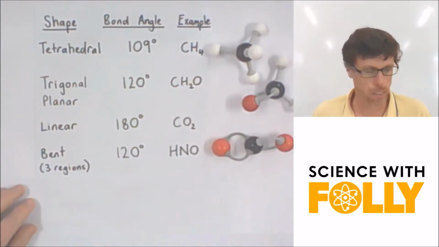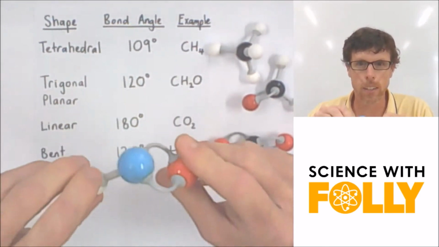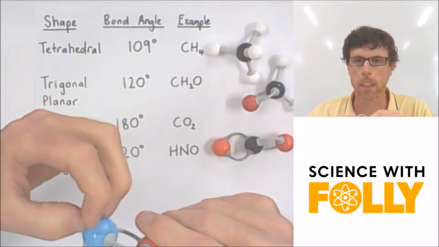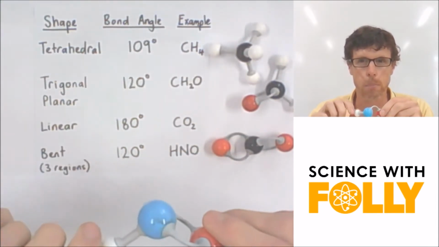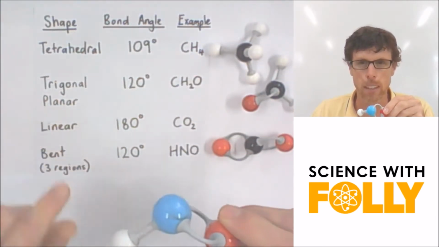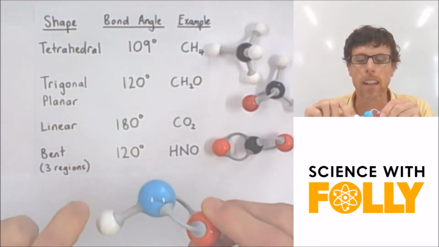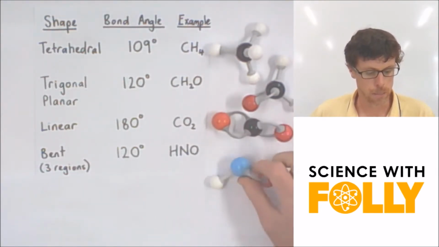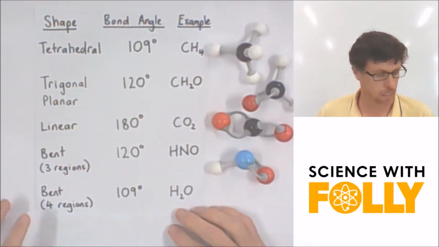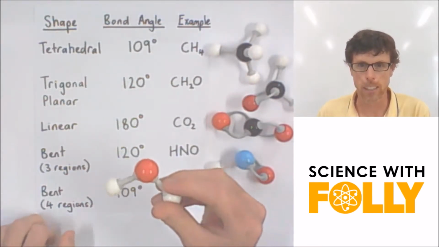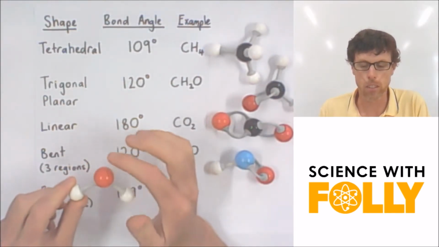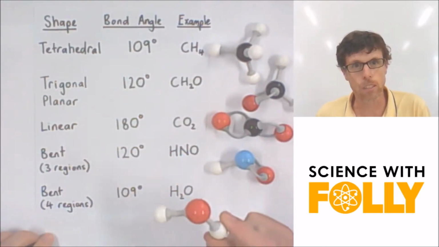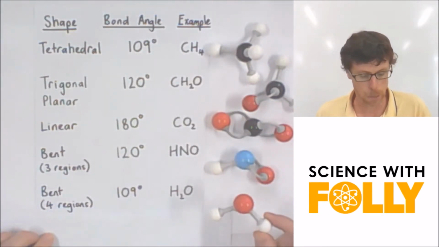Bent, 3 regions. HNO, here we are. Now remember, nitrogen has a pair of electrons here. You can't see that, but that is pushing these 2 apart, and it's based on a trigonal planar shape. And that is why the angle is 120 degrees. Bent, 4 regions, such as H2O. And yet again, remember this oxygen has got 2 pairs of electrons that you can't see. There's a bond angle of 109 degrees because it is based on a tetrahedral shape.